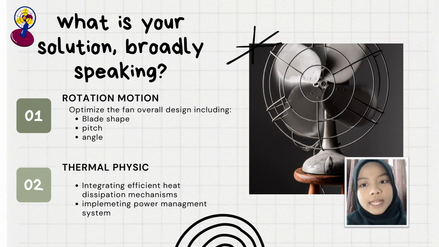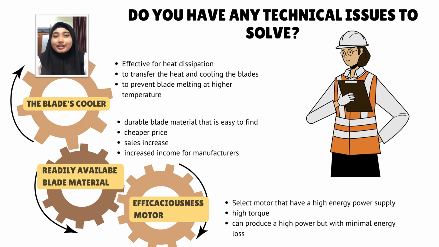So, the solution to that statement: first, about rotational motion, we can optimize the fan's overall design including blade shape, pitch and angle. Second, for the thermal physics, integrating an efficient heat dissipation mechanism and a power management system. There are many technical issues to solve, such as, first, we can use blade coolers. It is effective for heat dissipation and necessary to transfer the heat and cool the blades. By having a cooler, it can control the heat dissipation to prevent blade melting at a higher temperature.